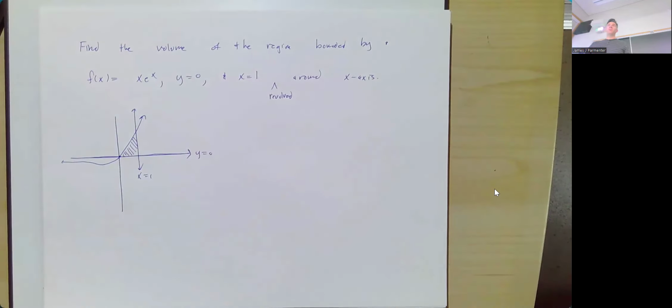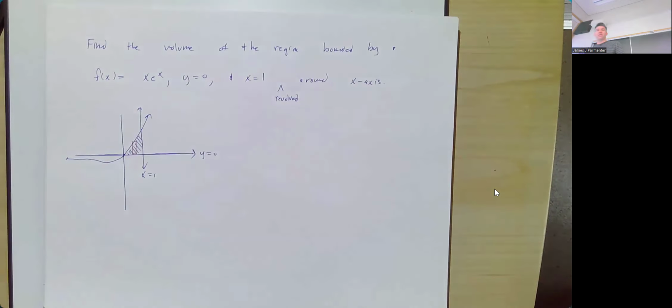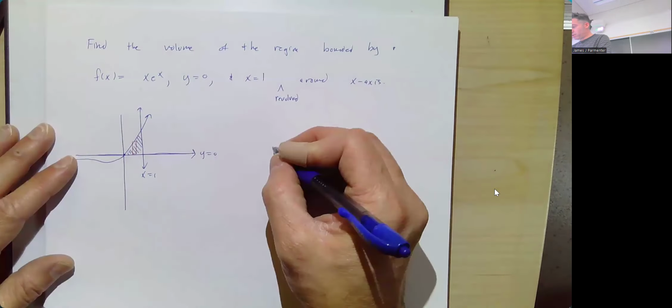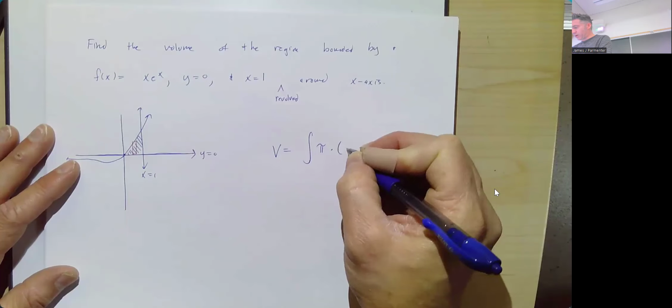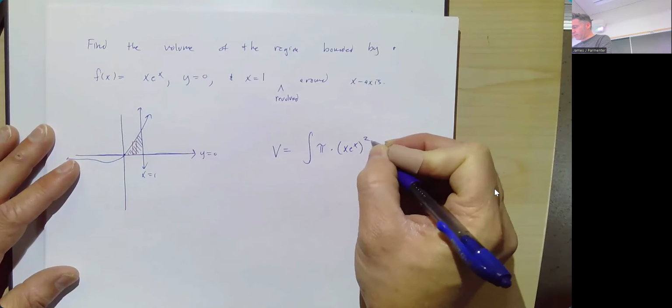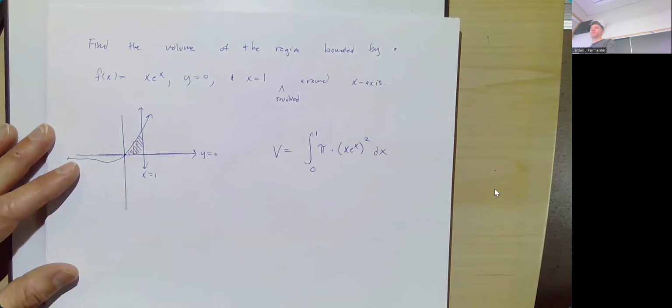It's good to draw the strip every time, I think, but at some stage we can move past that. But here, if I'm drawing my strip, there's my strip. The radius is clearly just the function. So our volume here is going to be the integral of pi times our radius squared dx from 0 to 1.